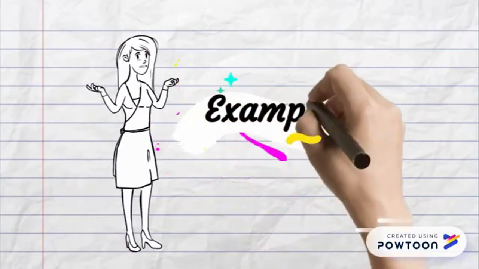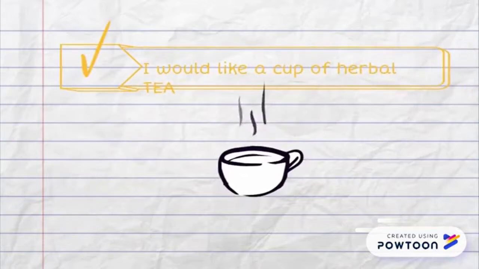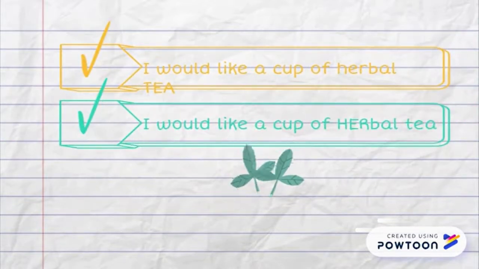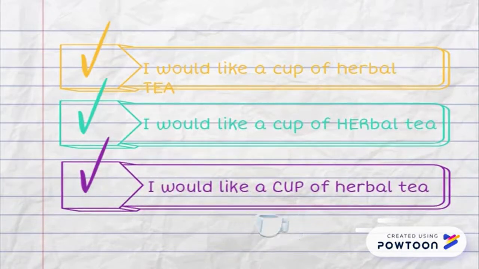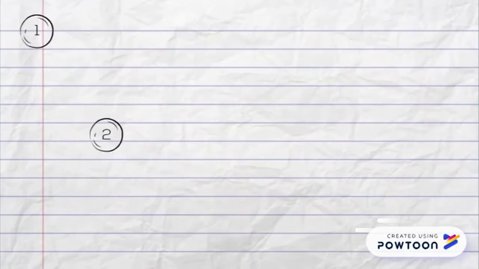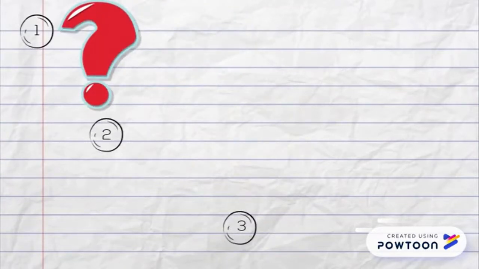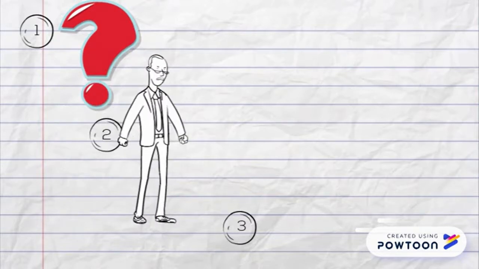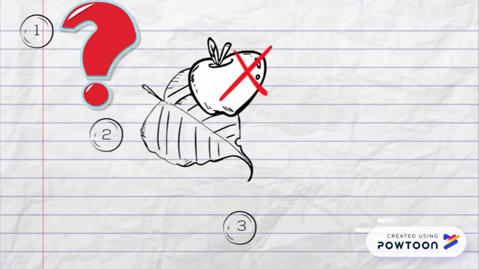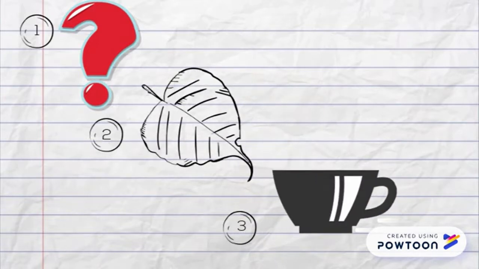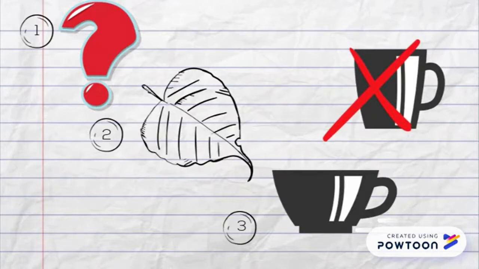Let's take a look at some examples. I would like a cup of herbal tea. I would like a cup of herbal tea. I would like a cup of herbal tea. Each sentence conveys a different meaning. The first one is just a simple request, while the second one we are emphasizing that we want herbal tea, not any other sort of tea. The last one, on the other hand, we are saying that we want a cup, not a mug.